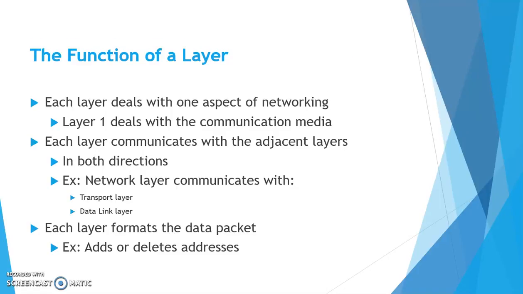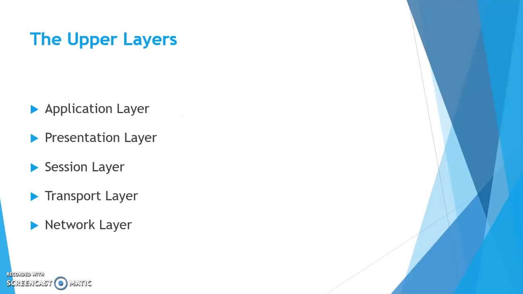The function of layers deals with one aspect of networking. Layer 1, that is the physical layer, deals with the communication media. Each layer communicates with the adjacent layers in both directions. For example, the network layer communicates with the transport layer and the data link layer. Each layer formats the data packet. It adds or deletes the addresses.